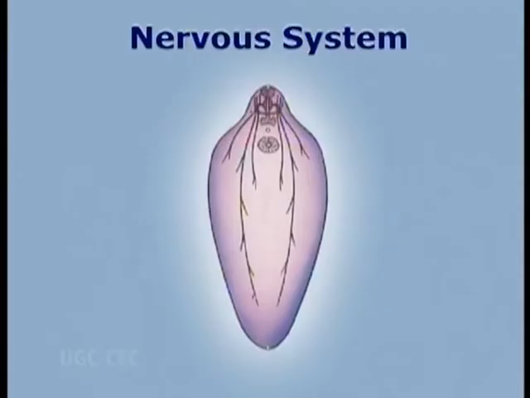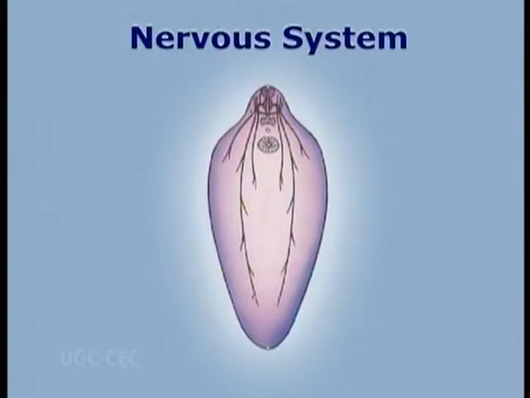Friends, in a previous lecture we discussed habit and habitats, morphology, digestive system and excretory system. Now, in this episode we will discuss the nervous system, reproductive system, life cycle and the infections of liver flukes. Now, let us start with the nervous system of liver fluke.